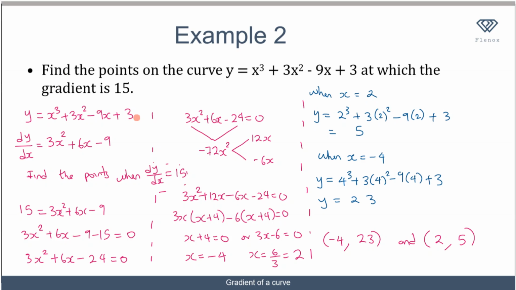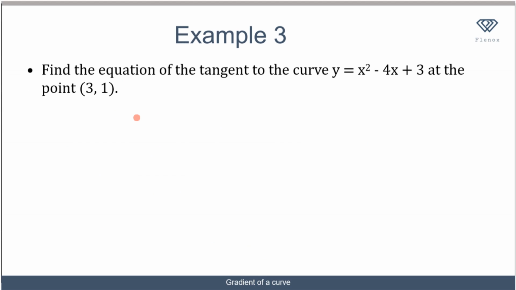Now let's take a look at one more example. In this example, we are told to find the equation of the tangent to the curve y is equal to x squared minus 4x plus 3 at the point 3, 1. To explain this, I'm just going to draw a sketch of this curve, and you should note that this is in no way the appropriate sketch. This is just to give you a pictorial understanding, but this in no way represents the curve.